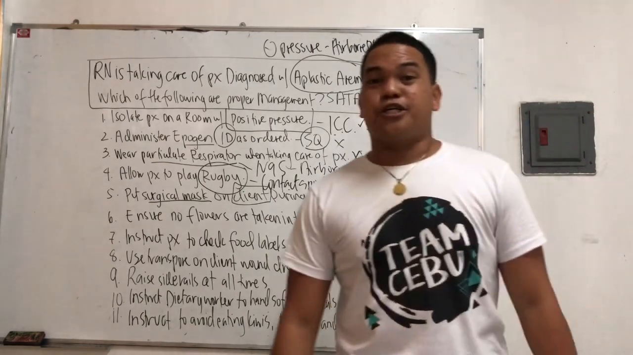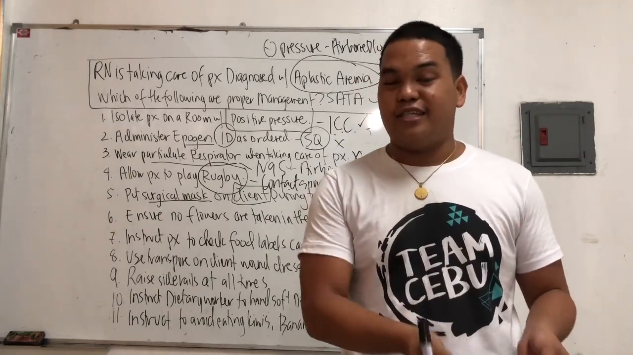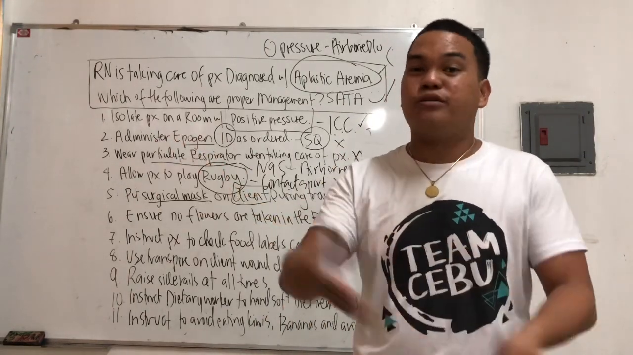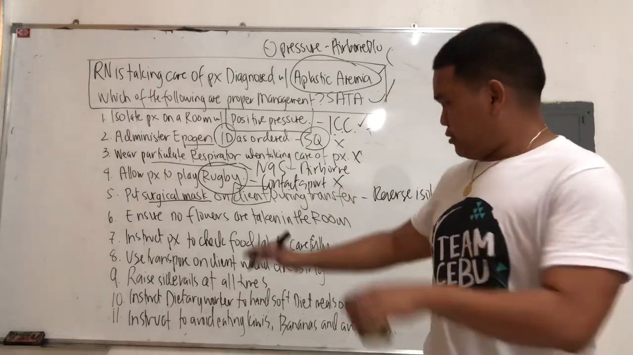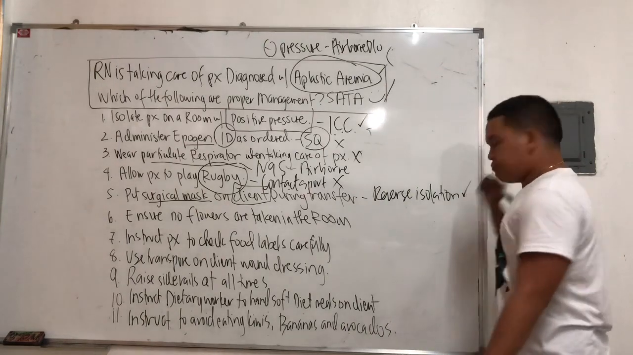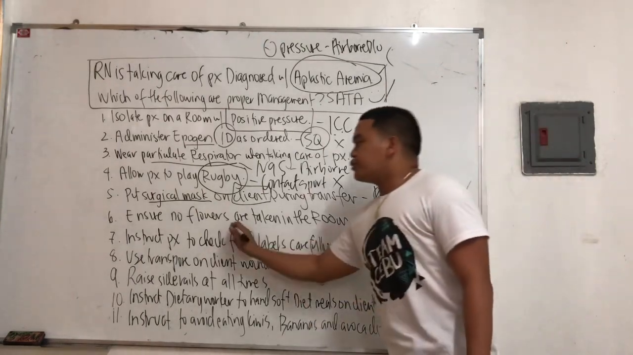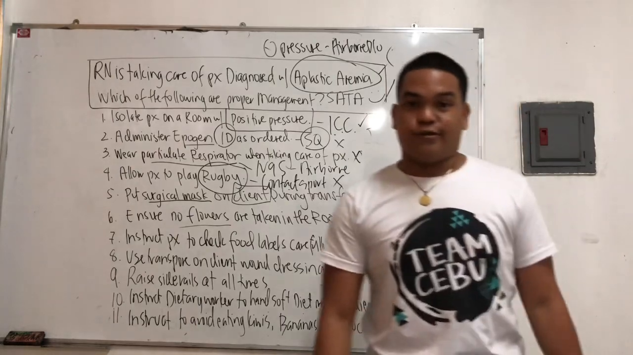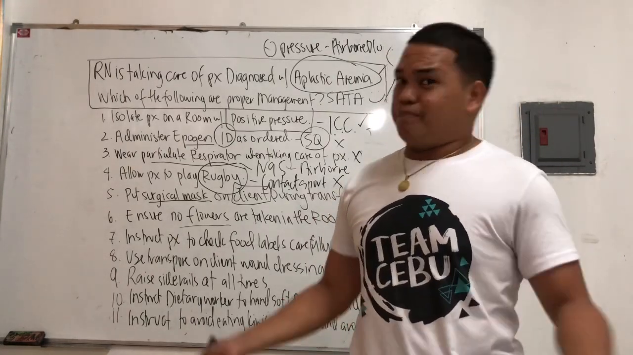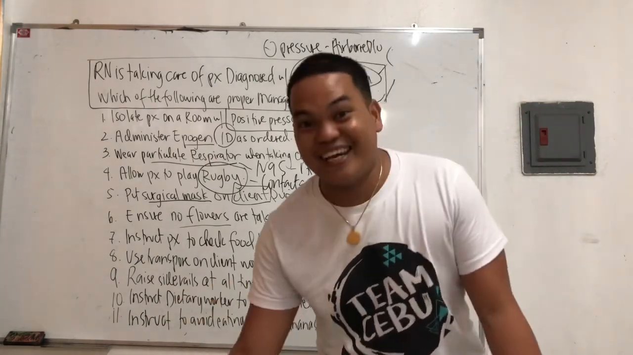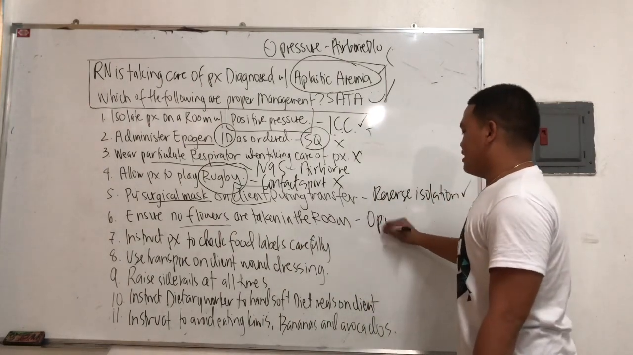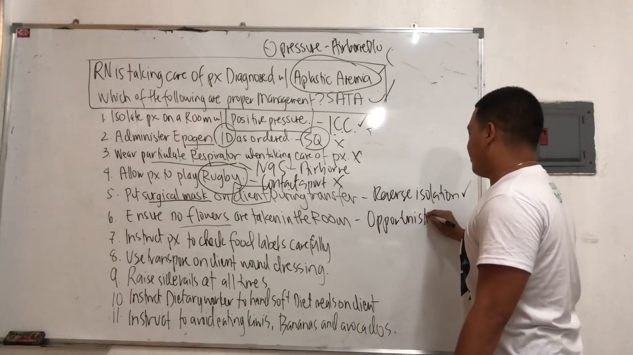Now, reverse isolation means that the patient will be isolated in such a way that the patient would be wearing masks during transfer or outside the room so that the patient would avoid infection. So make this option correct. Next, ensure no flowers are taken in the room. Now, what's the concept about flowers? Patients are not allowed to have flowers, not because you're bitter since it's Valentine's Day and you don't have your flowers. No, the flowers are not allowed, guys, because of the possibility of opportunistic infection.